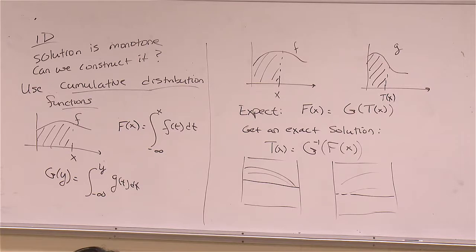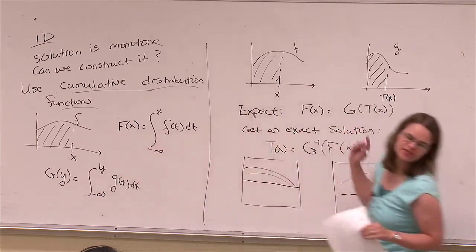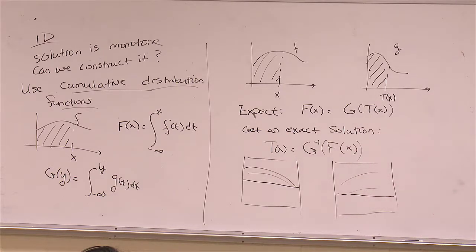But of course, it's not so simple in higher dimensions. I can't write down a simple formula like this once we go to 2D or 3D. But we get some of the same properties. We don't get quite monotonicity, but we get some kind of generalization of that we're going to talk about. So that is 1D. Let's try to move up to the continuous problem in higher dimensions now.